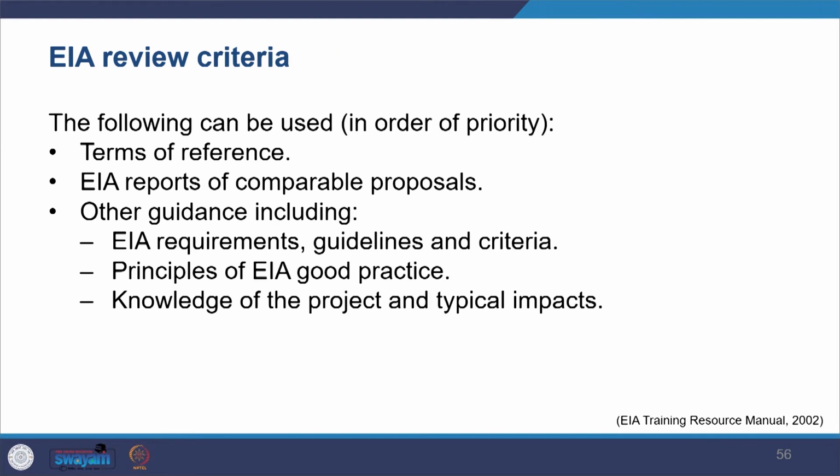For review criteria, the key aspect, which has been repeated again and again, is the terms of reference and EIA reports of comparable proposals. Wherever you find EIA reports from other, similar cases, you take them as a reference point. You also have other guidance: the EIA requirements, guidelines and criteria, and certain good principles of EIA and the entire course where we have learned it. All these can be used as a reference.